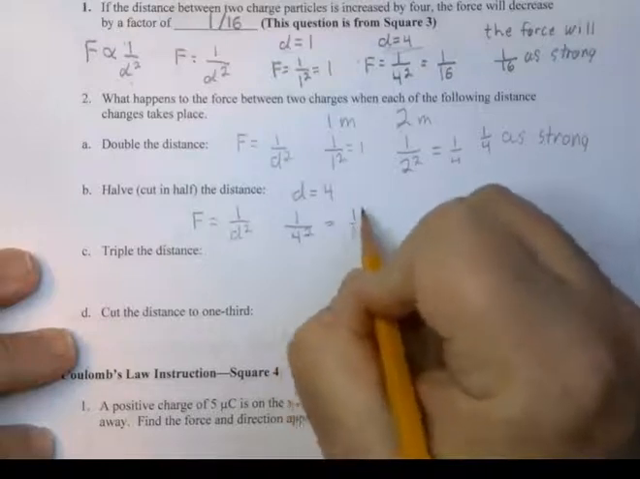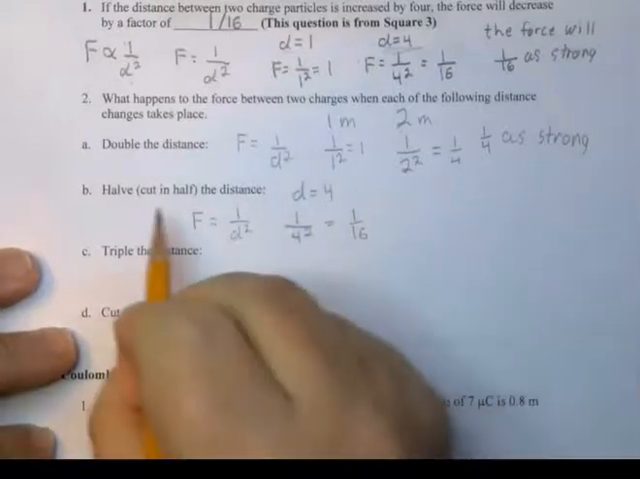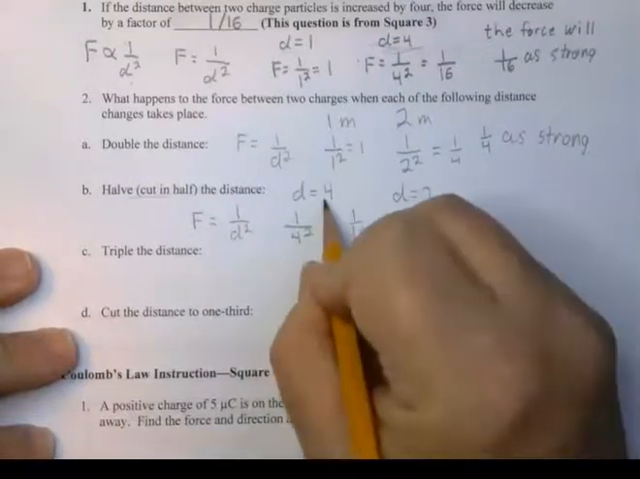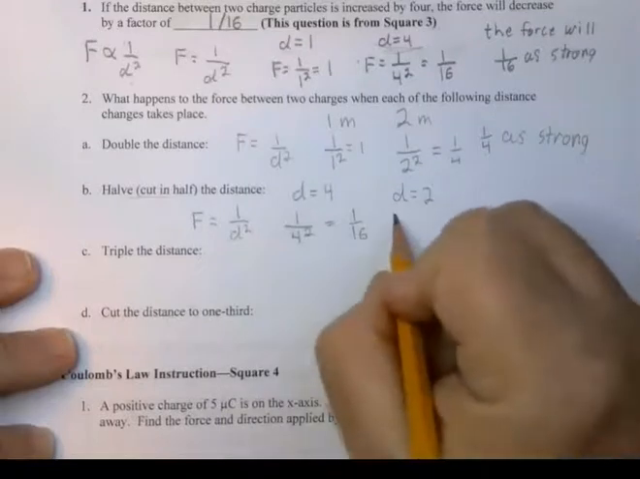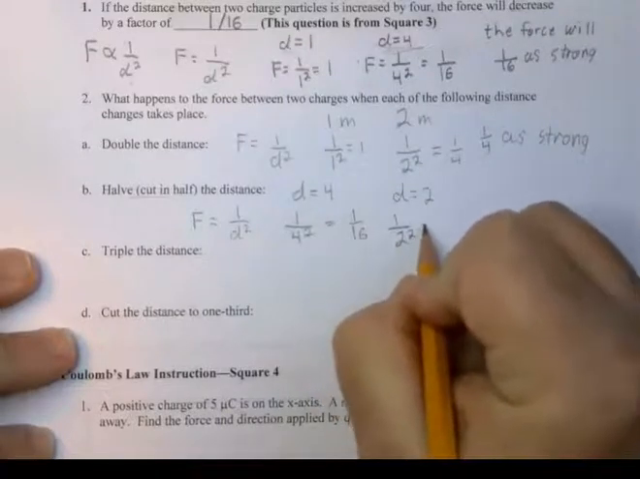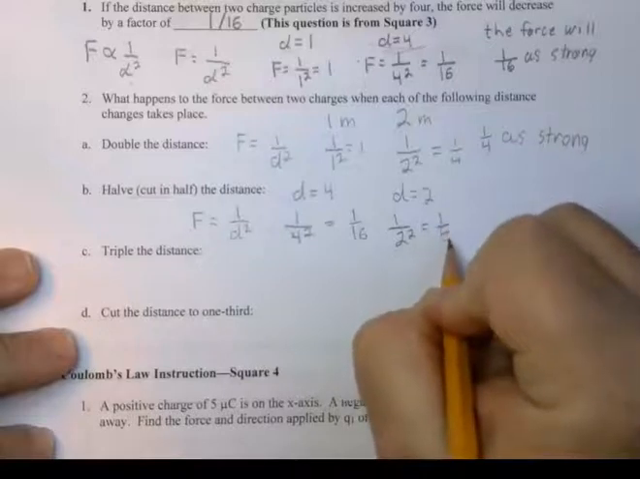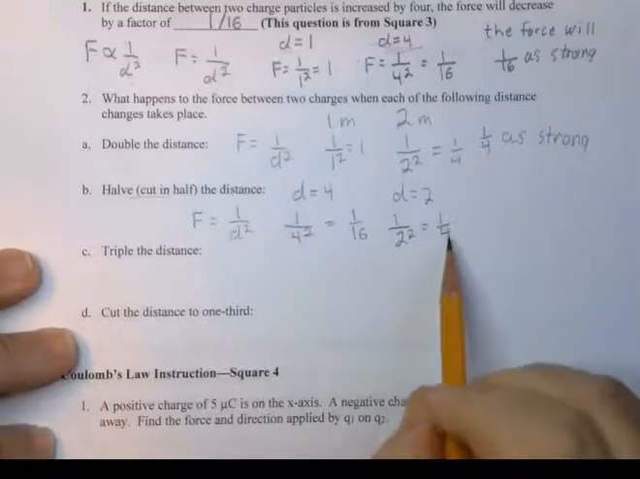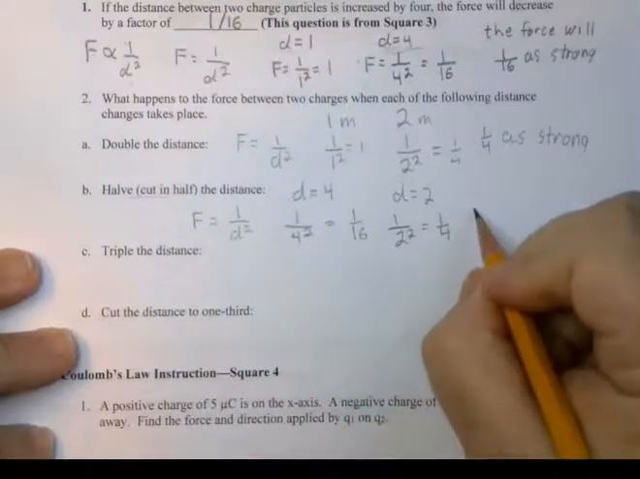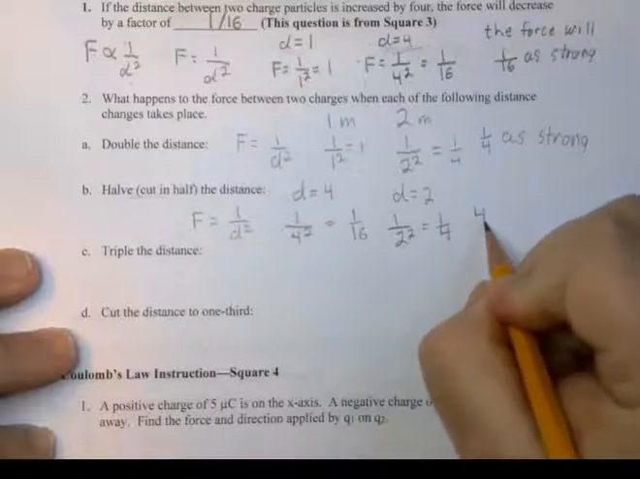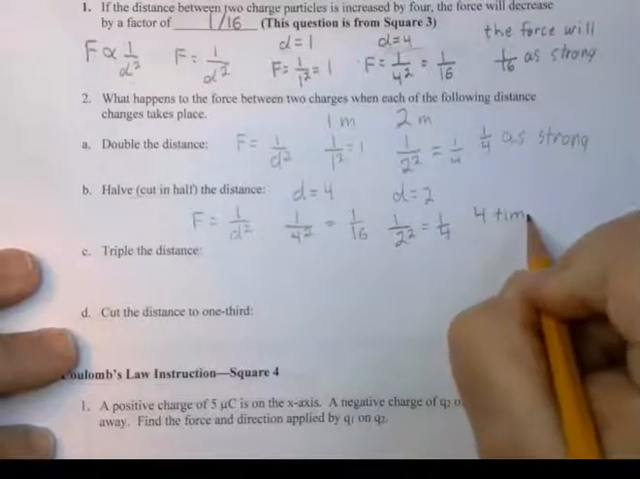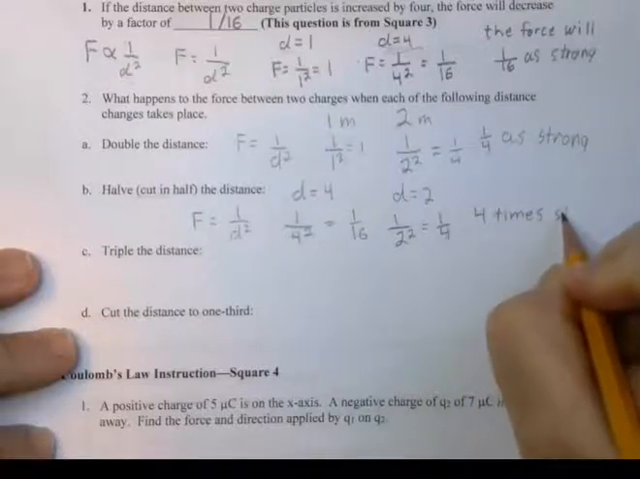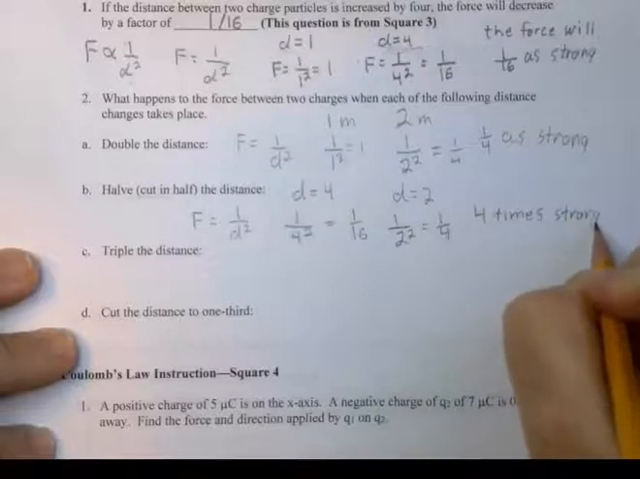Now again, we're not interested in this number specifically. We're interested in the relationship when we cut the distance in half. So let's say we cut the distance to 2. That would be cutting the distance in half to 2 meters. So that's going to be 1 over 2 squared, which equals 1/4. So what's the relationship between this? Well, if you can't just look at it and see it, you could put this number over this number, but the answer is it would be 4 times stronger. So cutting the distance in half doesn't just make it twice as strong, it makes it 4 times stronger.